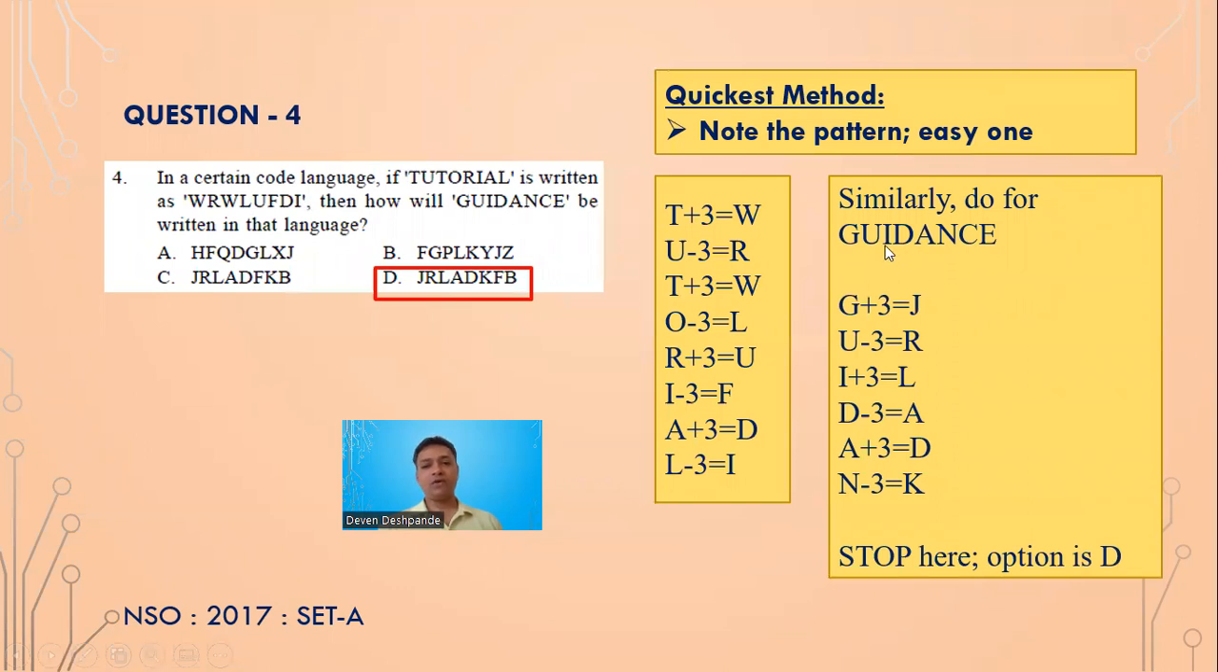Similarly, for guidance, first you add 3 to G, then you will get J. You subtract 3 letters from U, you will get R. If you add 3 letters to I, you will get L. If you subtract 3 from D, you will get A. If you add 3 letters to A, you will get D. And if you subtract 3 letters from N, you will get K. So JRLADK, isn't it? You don't have to solve for C and E. That's it. The option which starts with JRLADK, option D, is the right option.